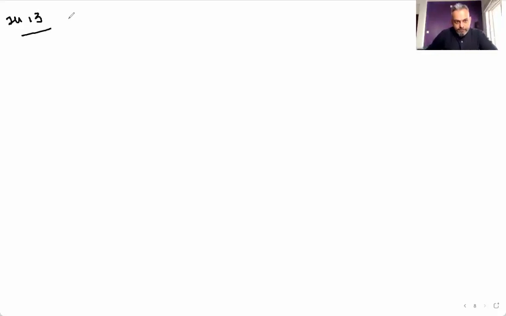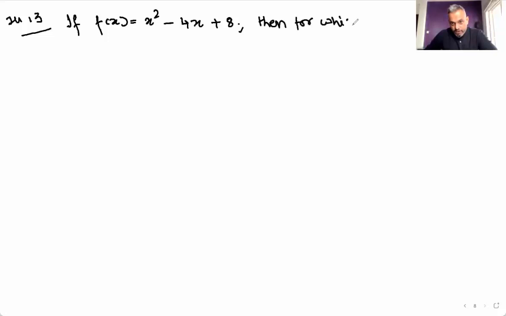Illustration 13, please write the question. If f of x is equal to x squared minus 4x plus 8, then for which value of x?